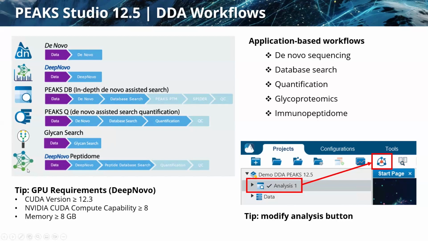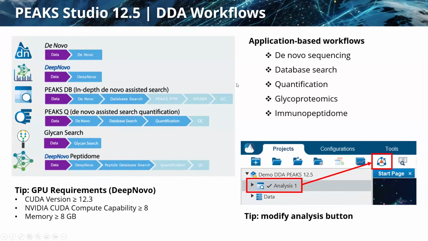The DeepNovo peptidome workflow does make use of this DeepNovo algorithm. However, if you don't have a GPU, you're still going to be able to select the DeepNovo peptidome workflow. It will just run the de novo algorithm in the background instead of the DeepNovo. But you'll still get the benefit of the deep learning based on immunopeptidomics research in the database search step.